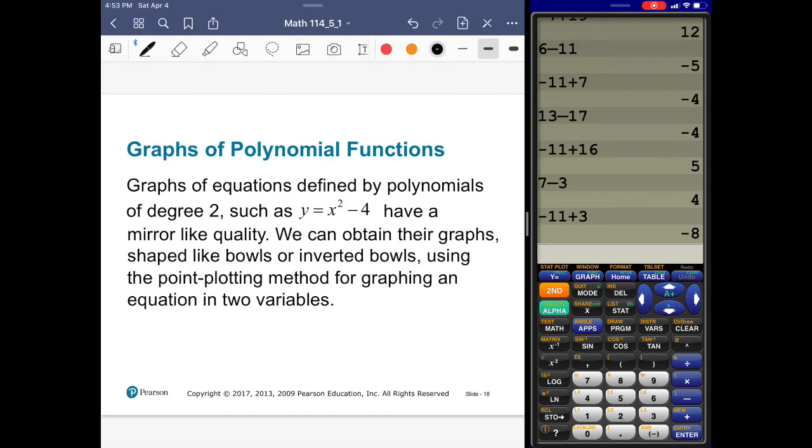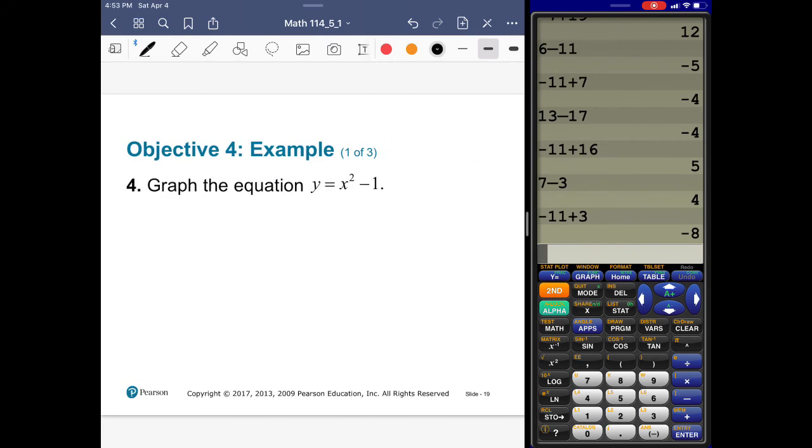Graph equations by polynomials of degree 2. Graphs of equations defined by polynomials of degree 2, such as y equals x squared minus 4, have a mirror-like quality. We can obtain their graphs, shaped like bowls or inverted bowls, using the point plotting method for graphing an equation of two variables. So what it's telling us to use is the plot method.